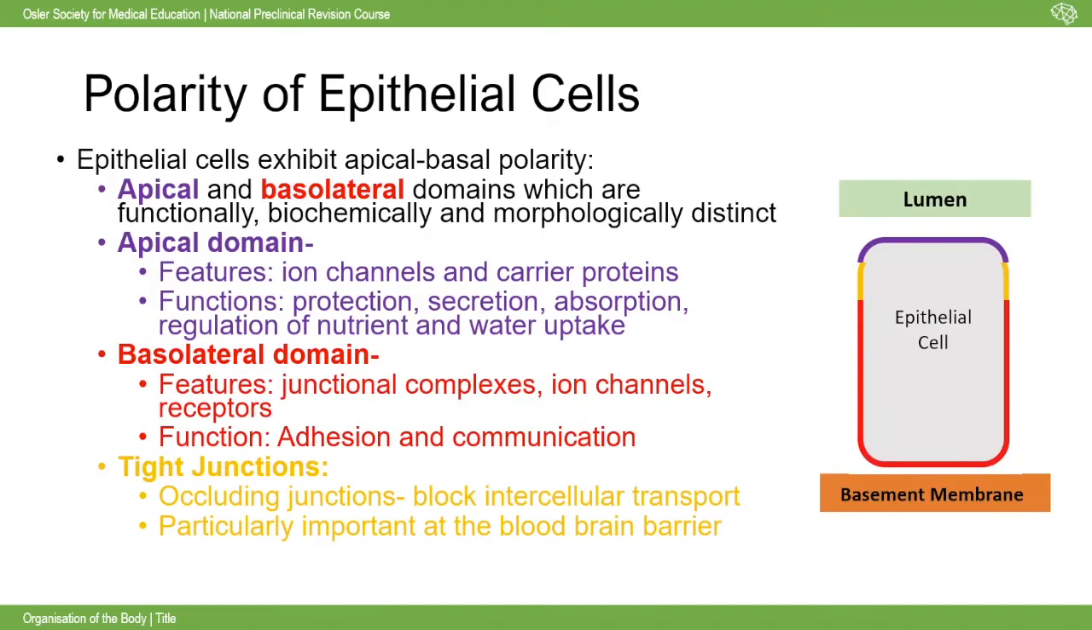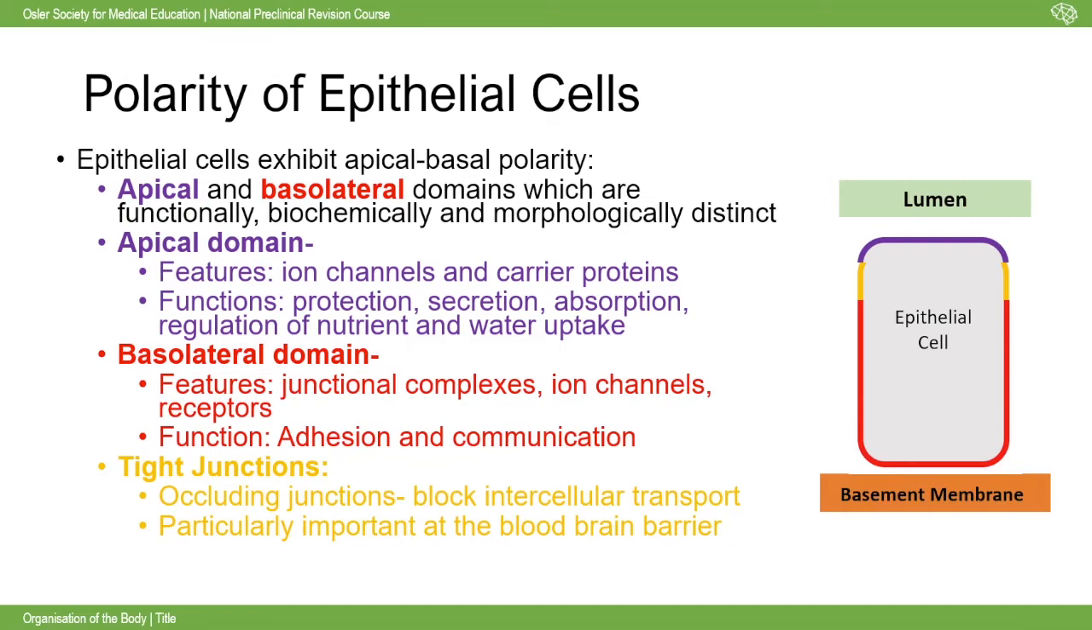Now looking at the polarity of epithelial cells. So epithelial cells do not have a constant distribution of ion channels, etc., all the way across the cell. Actually, they have a basolateral domain, which you can see highlighted in red, and an apical domain, which you can see highlighted in purple. And these are separated by our tight junction, which we mentioned earlier.